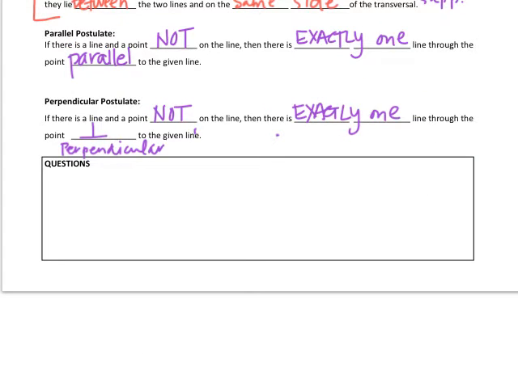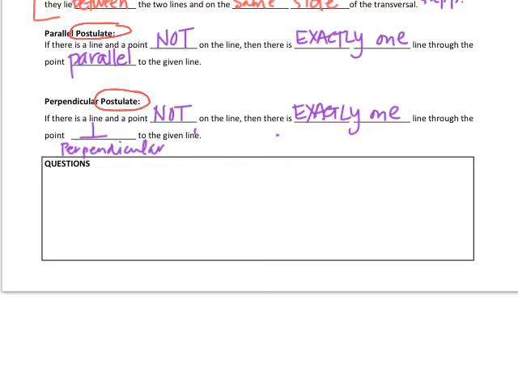At the bottom of our note sheet, we do have a couple of postulates. Postulates, remember, are just things that we have to believe are true. There's not a proof for them, but we just accept them to be true statements of geometry. So, if there's a line, this is the parallel postulate, if there's a line and a point not on the line.